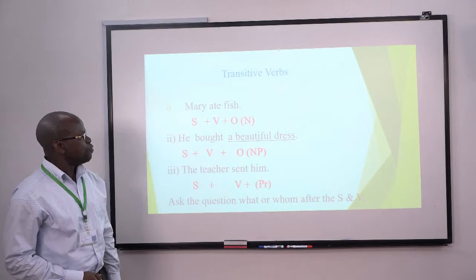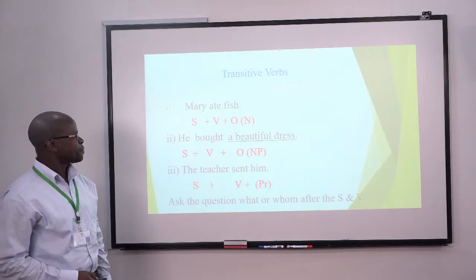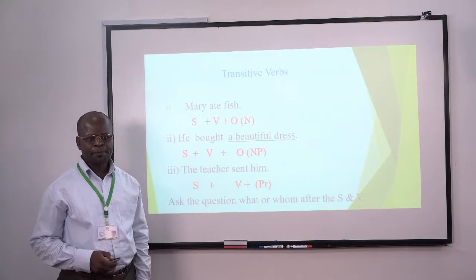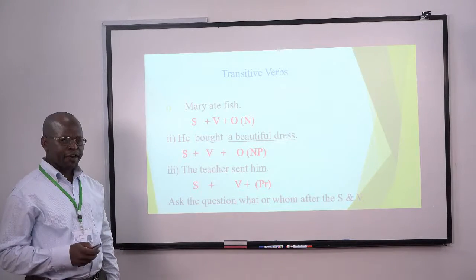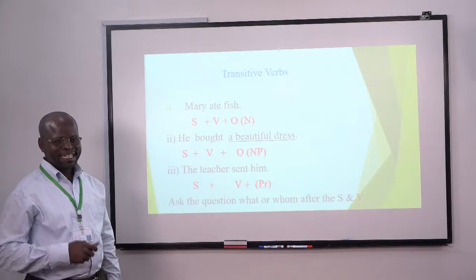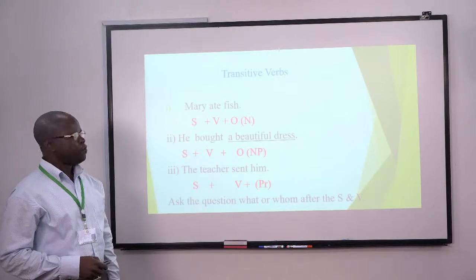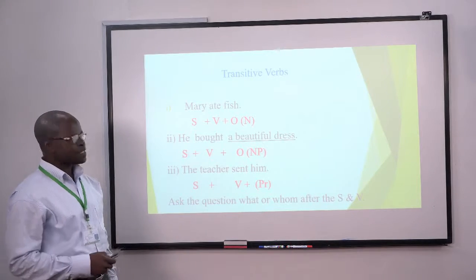So, what are the transitive verbs? A transitive verb is a verb that is followed by a direct object. It takes an object. For example, we can look at sentence number 1.